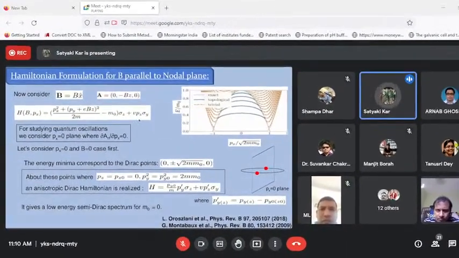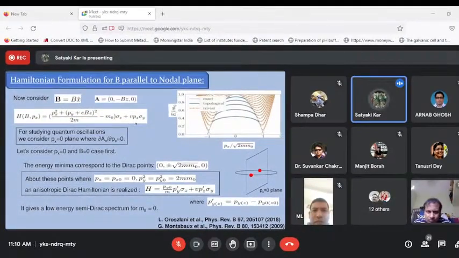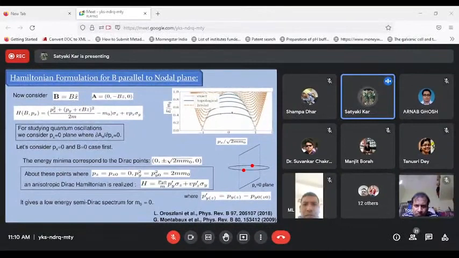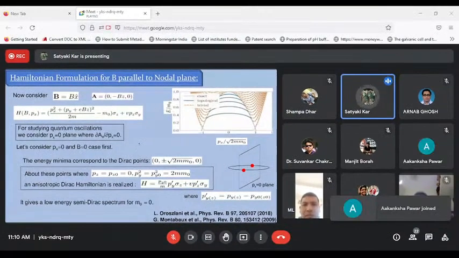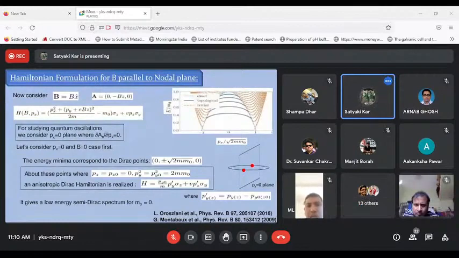And then to get the energy spectrum, we can do it numerically. We can do exact diagonalization. This is a typical plot of the exact diagonalization result. From there you can see the extremal area of cross section appears where del A by del Px becomes 0, and that occurs at Px equals 0, or Kx equals 0. Just like in the previous case we were considering the Kz equals 0 plane, here we have to consider the Kx equals 0 plane to access the extremal area.